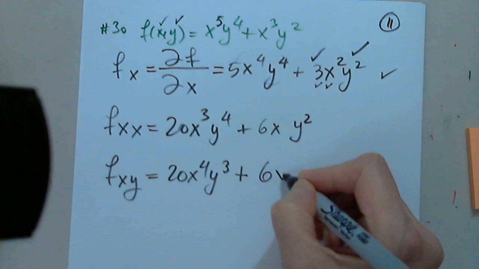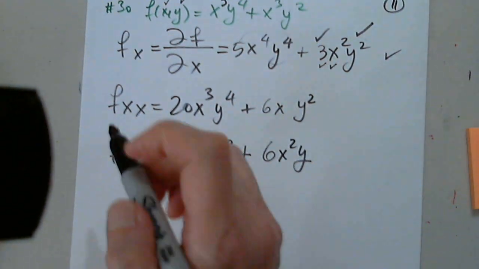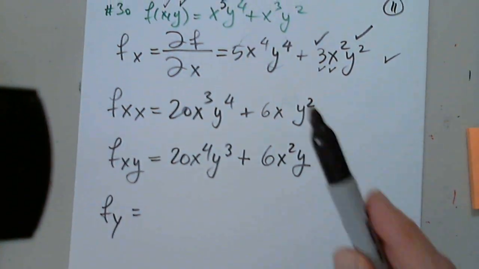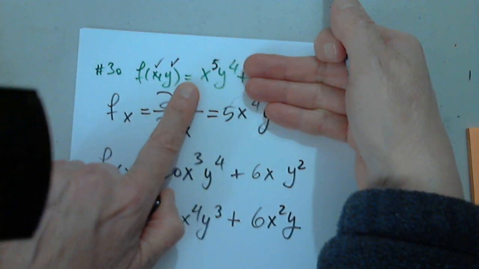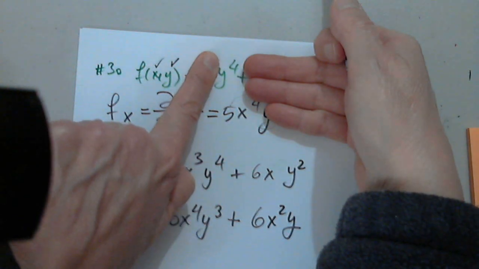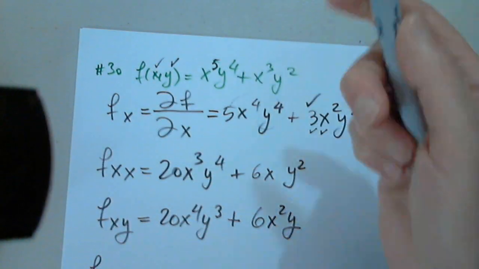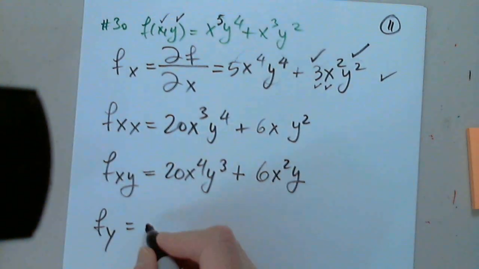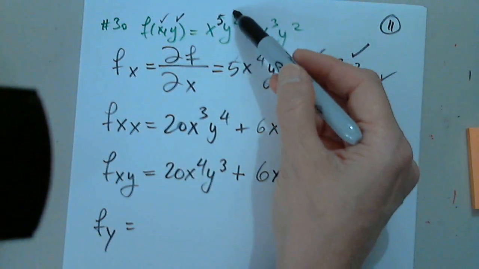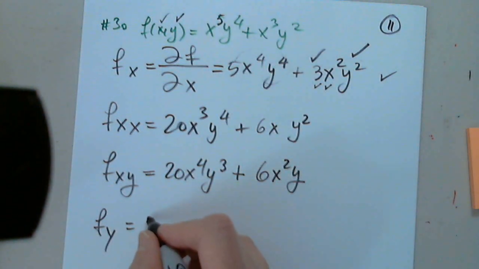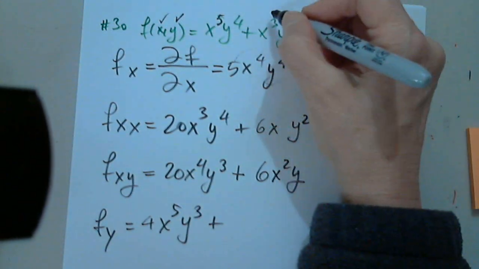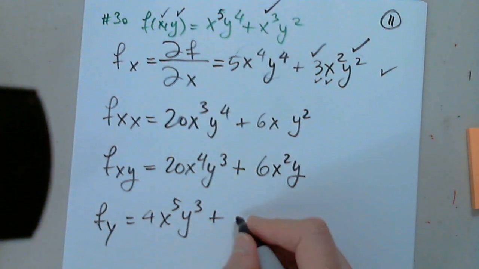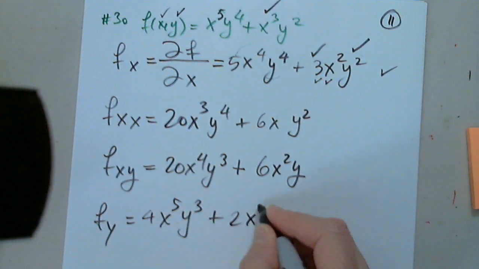Plus 6x²y. That's it. Perfect. Now fy. Back here, we're differentiating with respect to y. This is fixed. Don't even look at it, but you have to copy it. x⁵y³⁰... x⁵, 3y². Perfect. Plus, we're differentiating with respect to y. x³ is fixed. 2x³y. Very good.